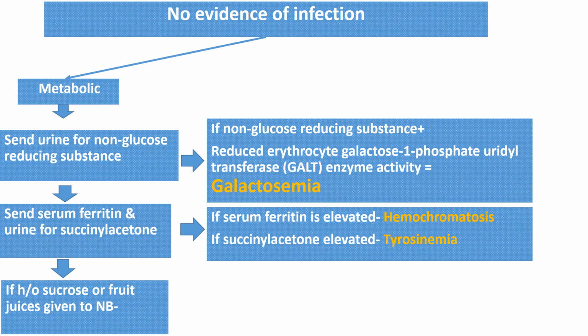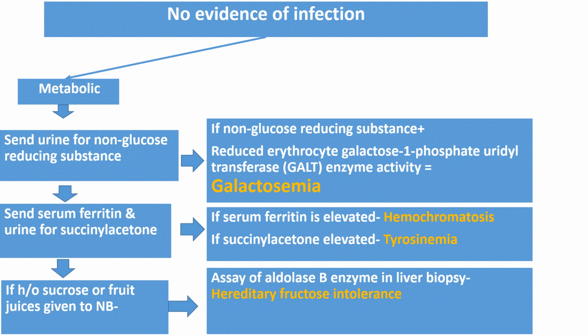If the newborn is not having galactosemia, hemochromatosis and tyrosinemia type 1, then if there is a history of sucrose or fruit juices given to the newborn, which is rarely given, but if it is given in the newborn period, then you have to send the assay of aldolase B enzyme in liver biopsy to rule out hereditary fructose intolerance. So all these are the metabolic causes.